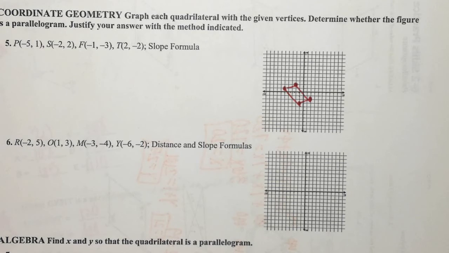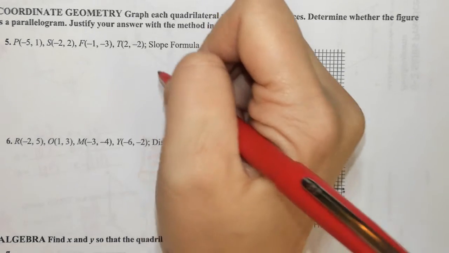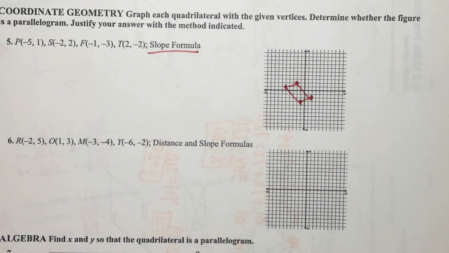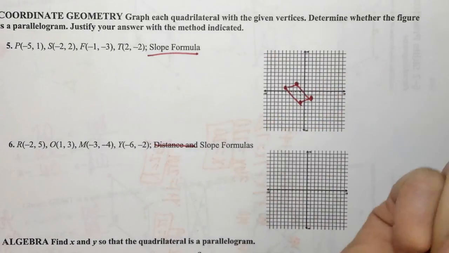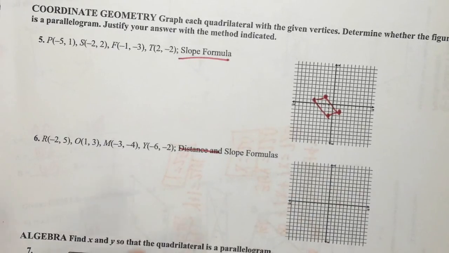Alright, now, what do we know about opposite sides of a parallelogram? That's also on page 37A. But it tells us to use the slope formula. So how could we use the slope formula? Opposite sides are parallel, and parallel lines have the same slope.